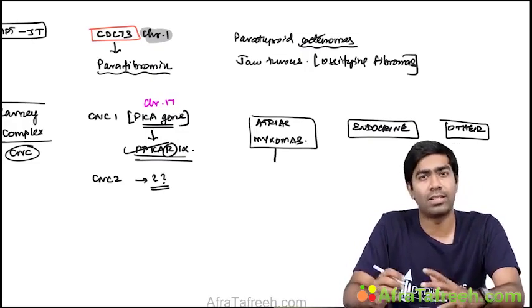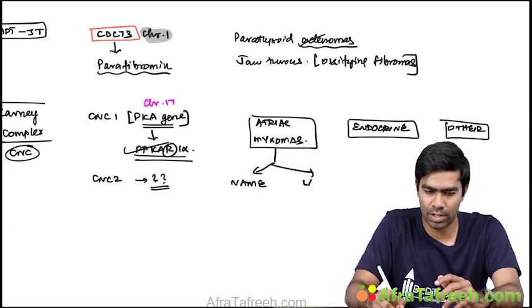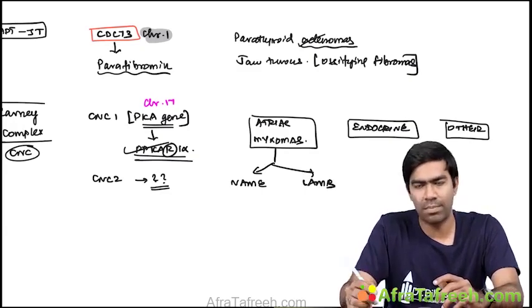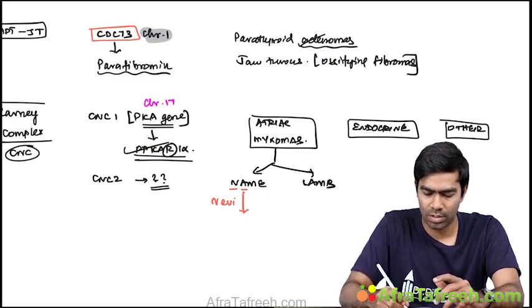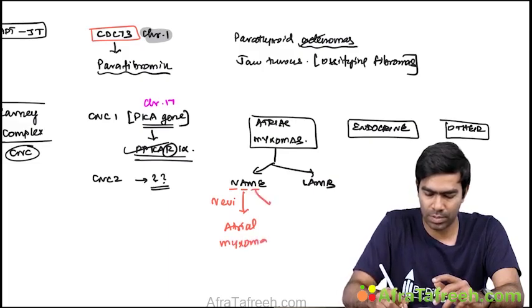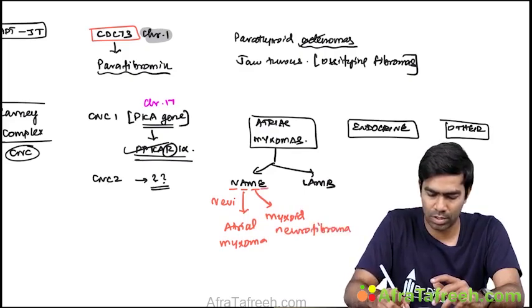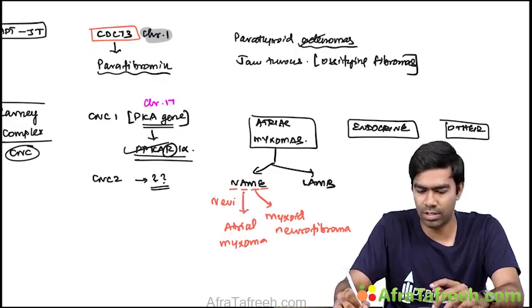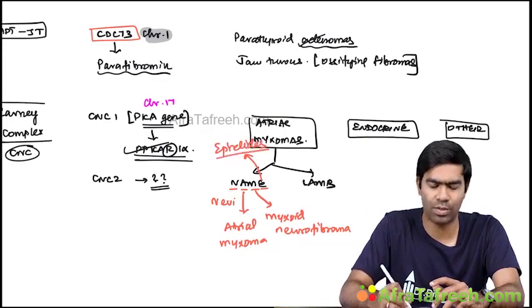So what are the things that are associated with atrial myxomas? Two syndromes are actually associated with atrial myxomas. One is called NAME syndrome and the second one is called LAMB syndrome. What do you mean by NAME? NAME is an acronym: N stands for nevi, blue nevi, A stands for atrial myxomas, and M stands for myxoid neurofibromas. And E stands for ephelides. Ephelides are otherwise called freckles. Everyone knows what freckles are.